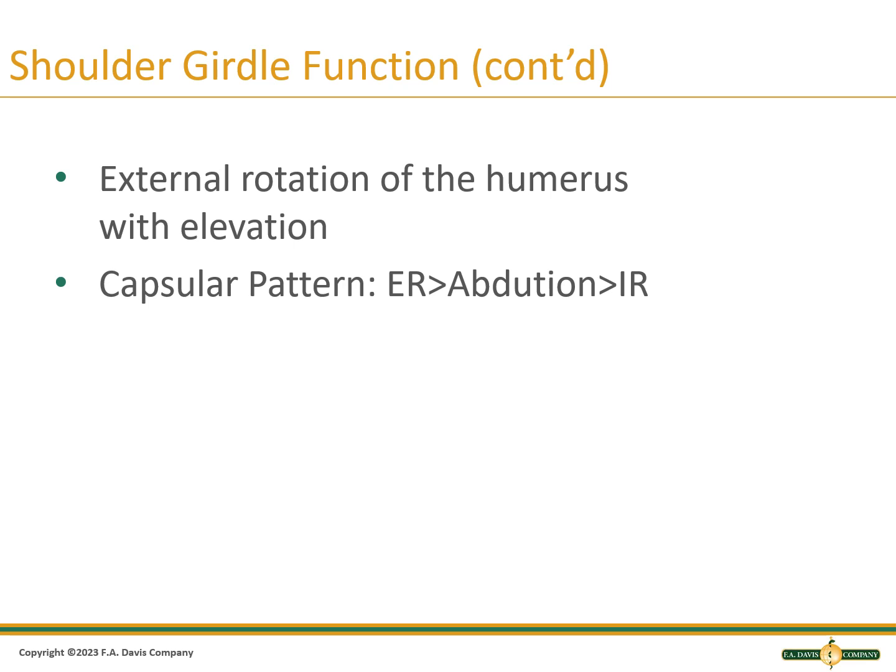Because of the positioning of the greater tubercle and the acromion process, we need to see external rotation of the humerus occur with elevation so that we don't cause impingement of that subacromial space. And it is important to remember that the capsular pattern for the shoulder is loss of external rotation greater than in first, before loss of abduction, and then loss of internal rotation.